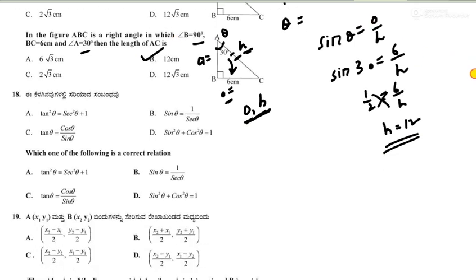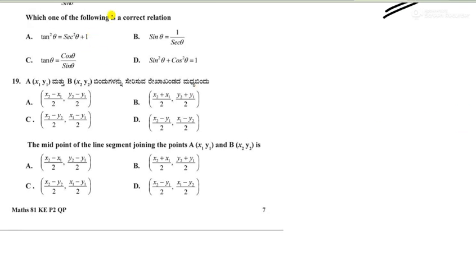Now moving to question number 18. Which of the following is the correct relation? So once again, based on the formula, tan square theta plus 1 should be there. Here it's wrong. Sine is the reciprocal of cosec. This is also wrong. Tan is equal to sine by cos. This is also wrong. Three are wrong, so obviously the fourth one will be right. You can see it also. This is the first identity of trigonometry, and that is the right choice. Okay, they are very easy.